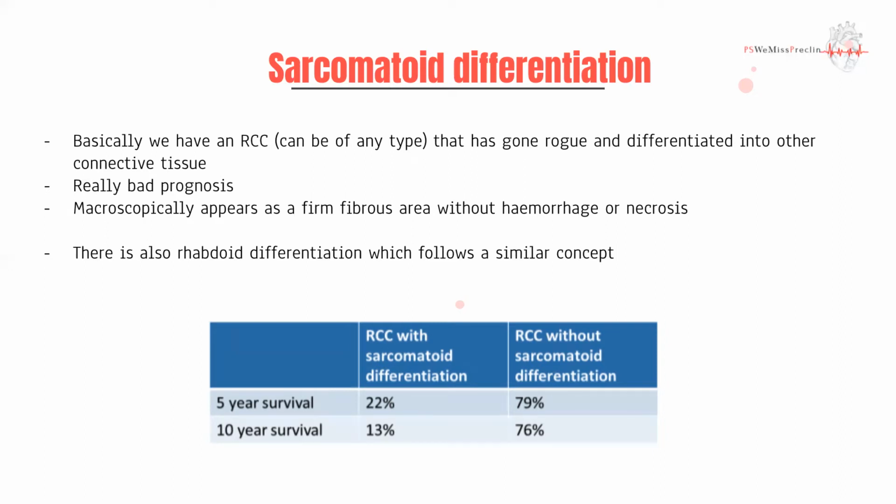So as you can see, if you have an RCC without sarcomatoid differentiation, your 10-year survival is about 76%, while it's 13% with sarcomatoid differentiation. So not great.